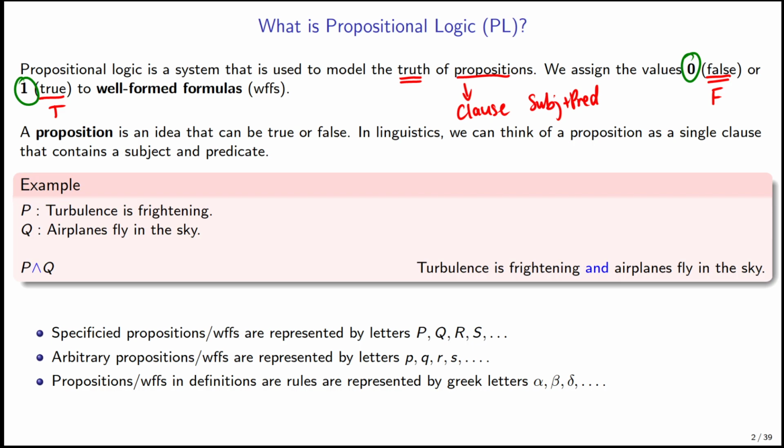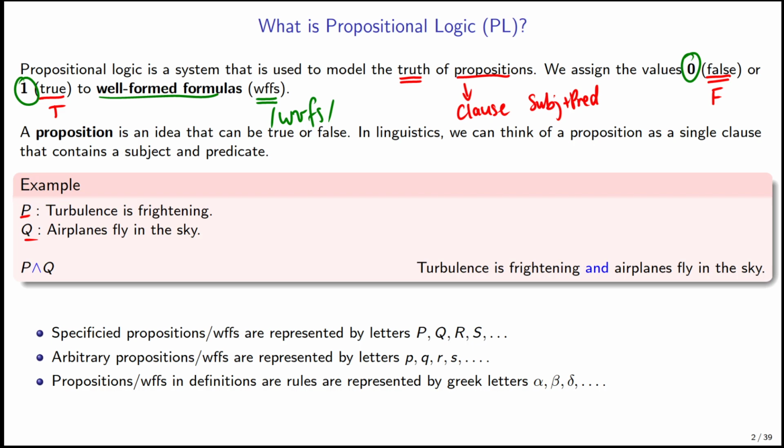And if we have a formula that is well formed, we call it a well formed formula, and you can abbreviate it as WFFs. There you go. So a proposition is just anything that can be true or false, so a declarative sentence. For example, I have two propositions here. My first proposition, which I'll call P, is turbulence is frightening. And I have a proposition Q, airplanes fly in the sky.